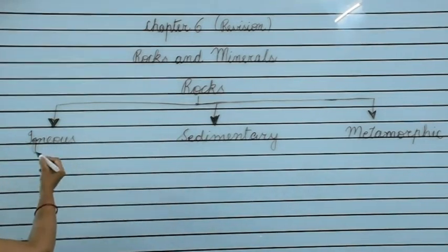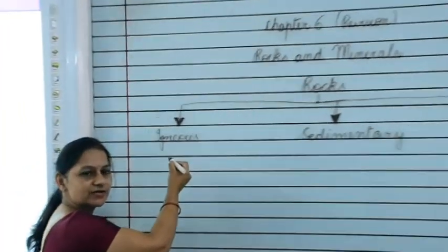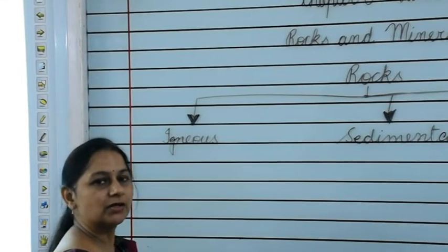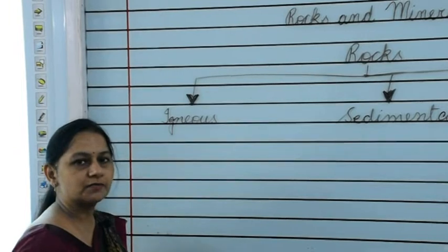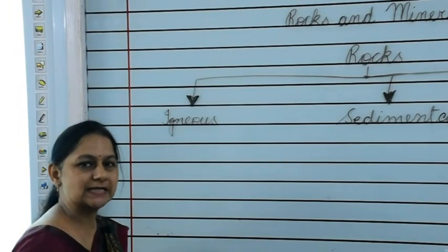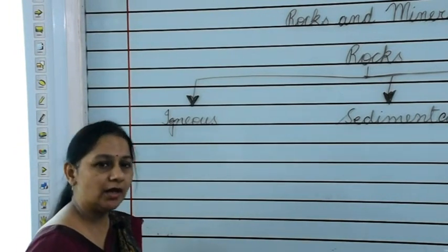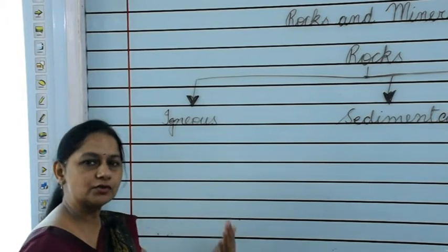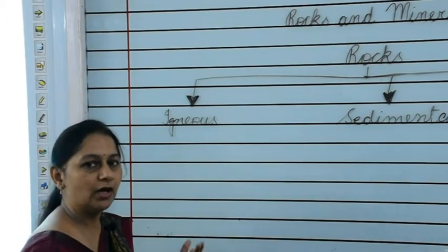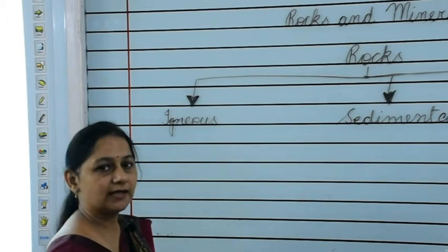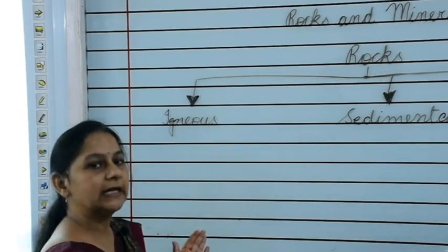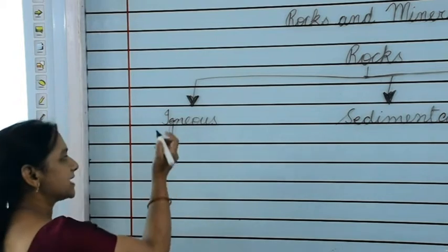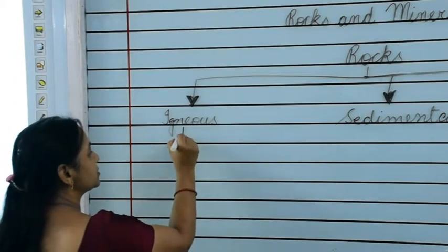Now the first one is igneous rocks. Igneous rocks are formed by the cooling and hardening of hot molten rocks. The hot molten rocks, when they are present inside the earth, are called magma, and when they flow out on the earth's surface, it is called lava. About 95% of the earth's crust is made up of igneous rocks. Now what are the examples of igneous rocks we are going to do?